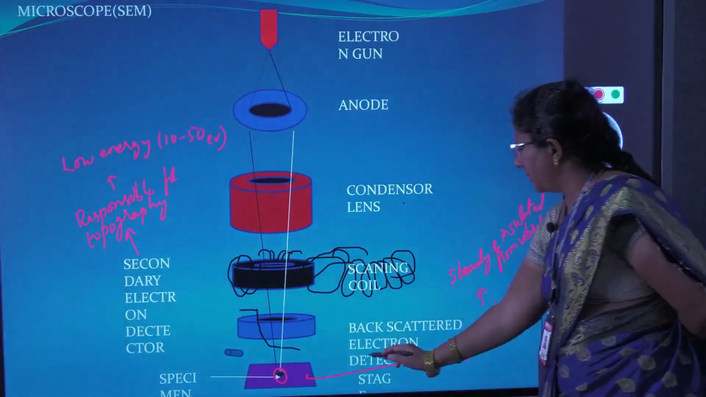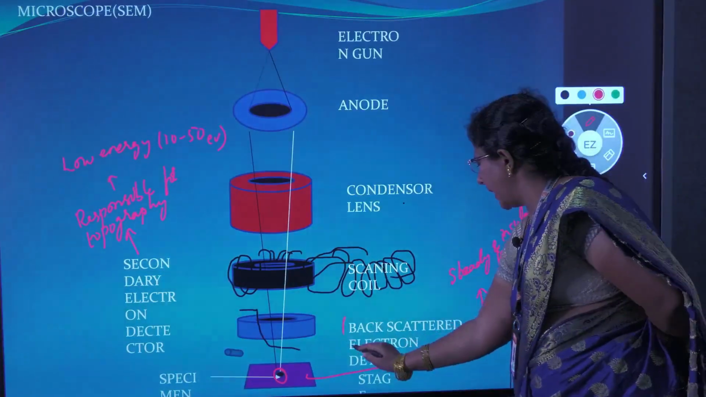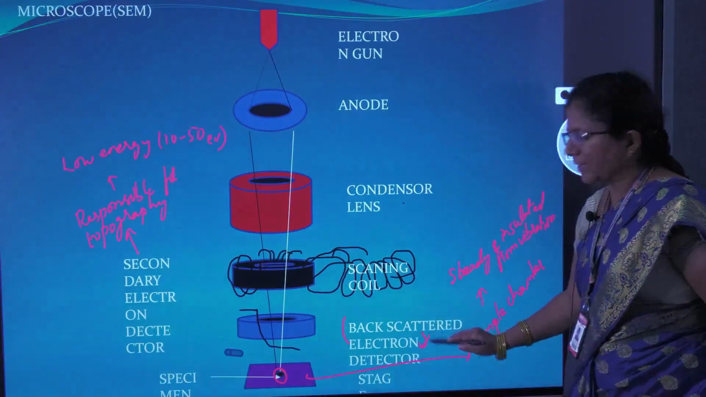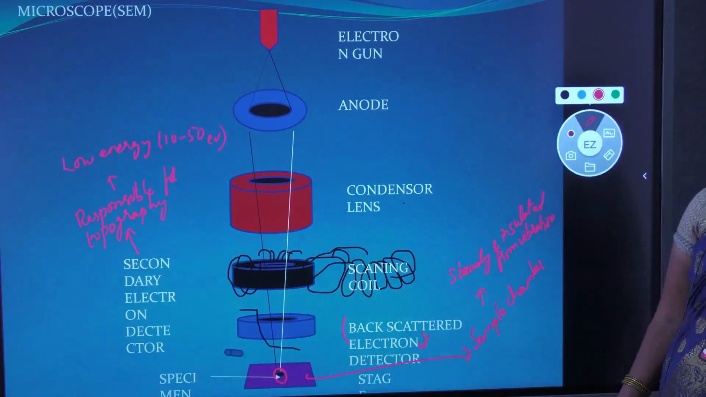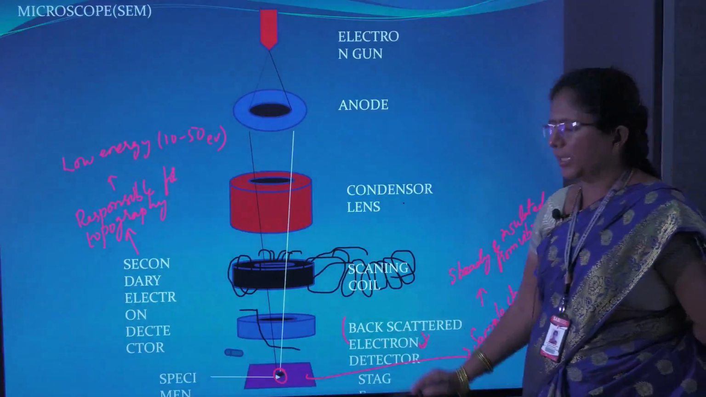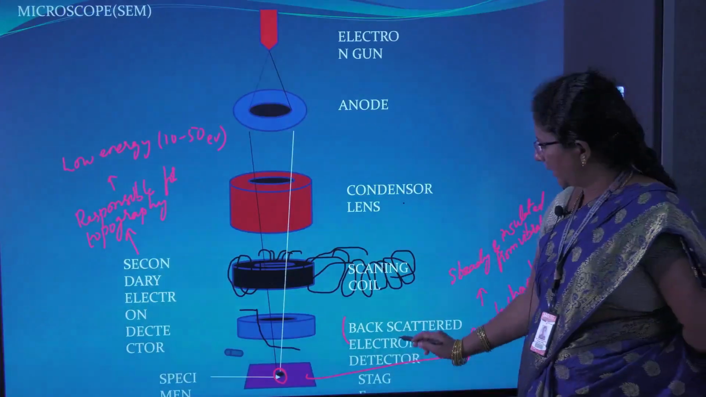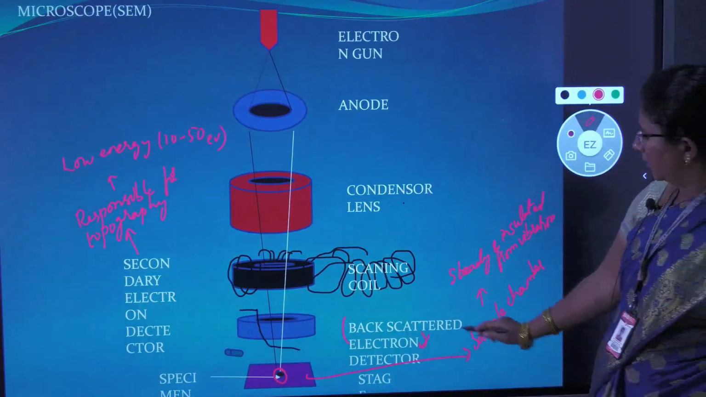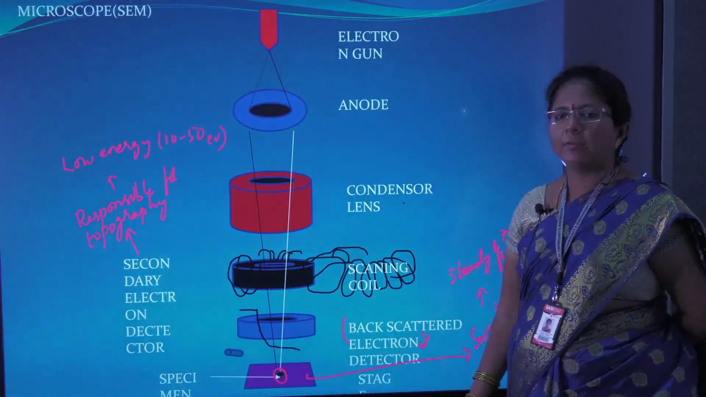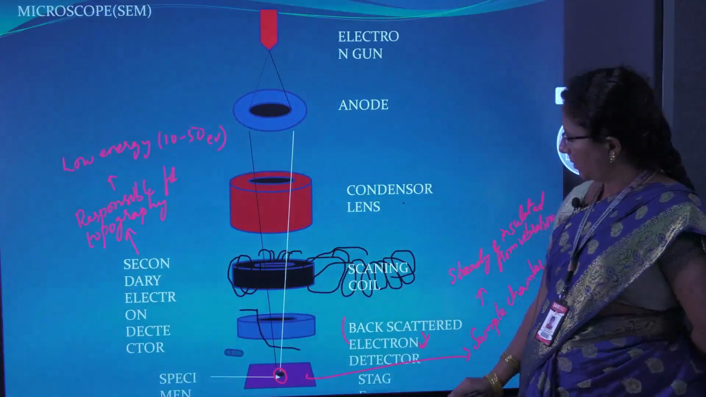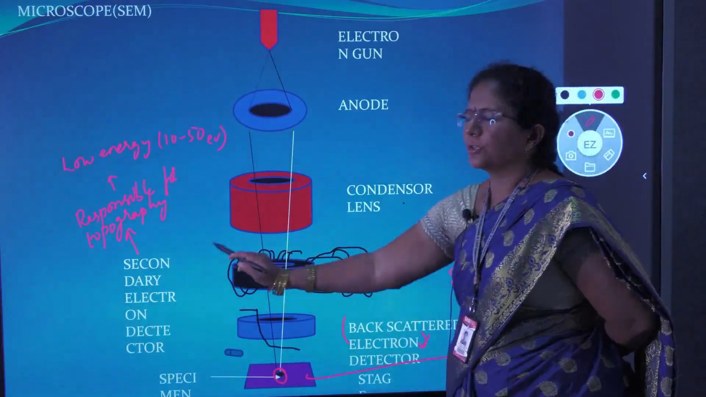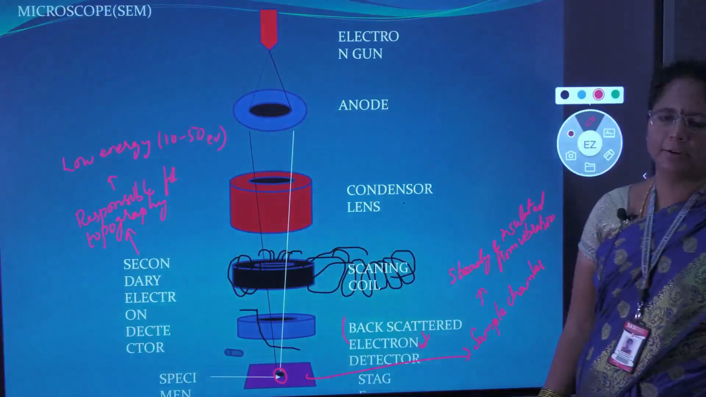Next, the backscattered electrons. Backscattered electrons means if the scattering angle is greater than 180 degrees, then the electrons escape from the specimen. Those electrons are called backscattered electrons. These backscattered electrons have high energy, and they are few in number when compared to the secondary electrons.